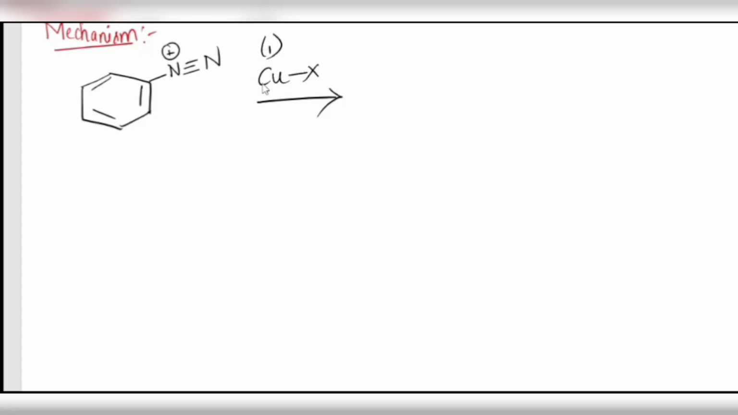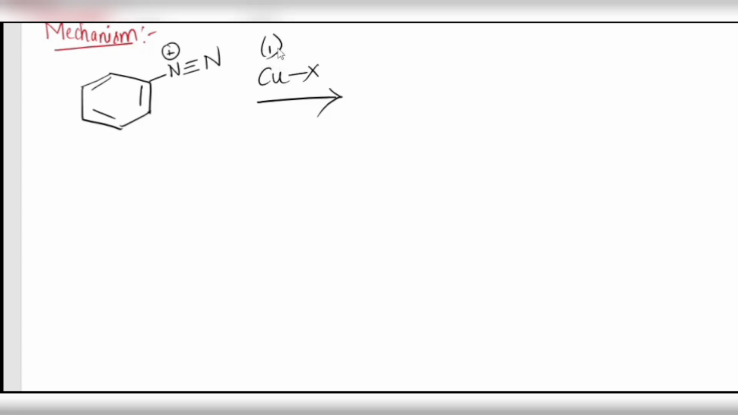Now we'll see the mechanism of the Sandmeyer reaction. Here I will be taking up BDC, that is benzene diazonium halide. Here nitrogen is there with a triple bond to nitrogen, and positive charge is there on nitrogen like this. And the catalyst we are using over here is copper, which is there in +1 oxidation state.